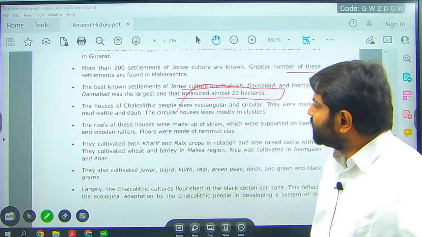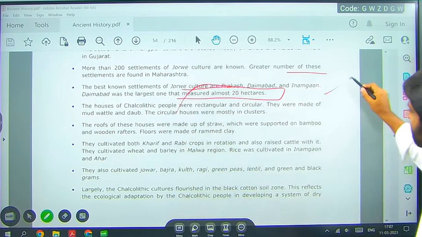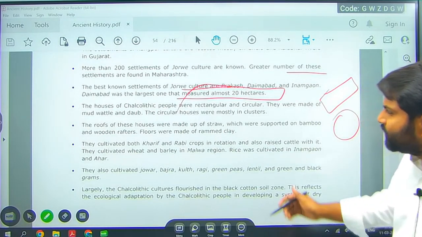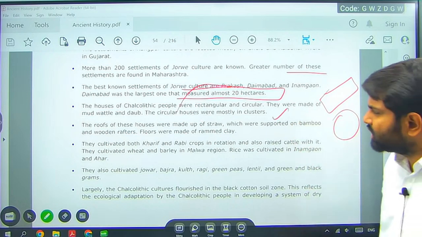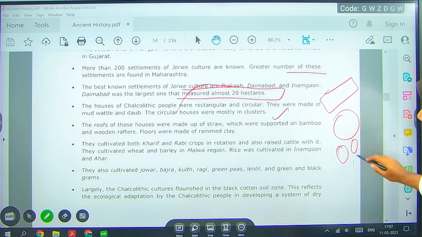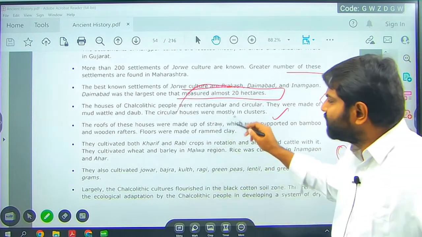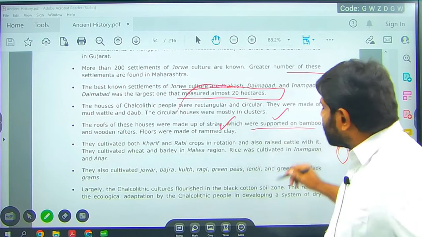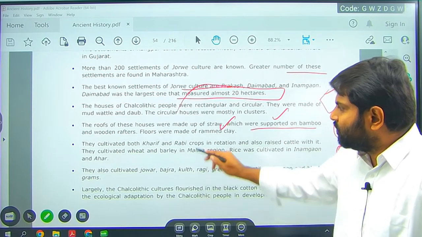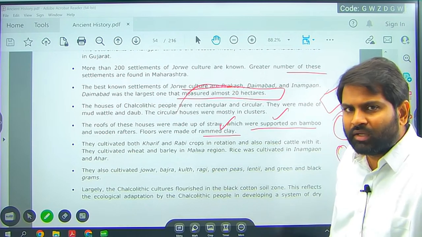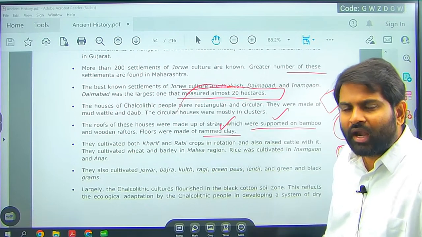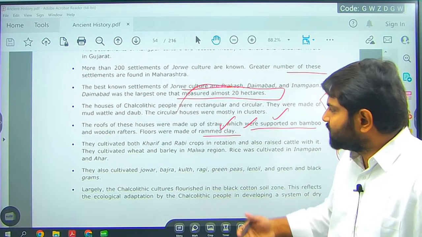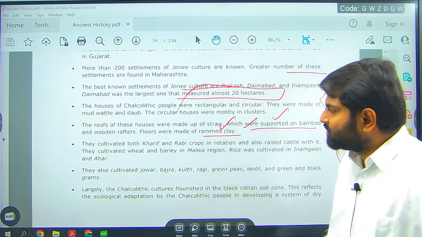The houses of these Chalcolithic people were rectangular and circular, made of mud, wattle and daub. The circular houses are mostly in clusters. The roofs were made of straw, as in rural places nowadays, supported by bamboo and wooden rafters. Floors were made of rammed clay, and the walls were sometimes made of mud, with wooden rafters used.